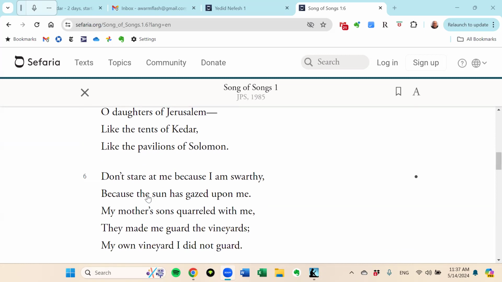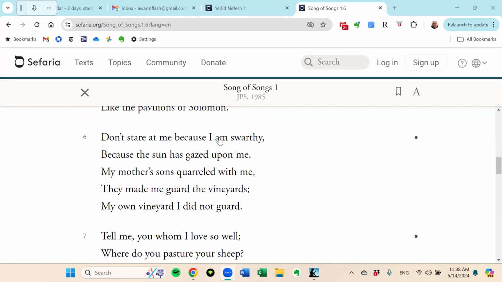Pavilions of Solomon. Solomon here, some people think is not actually Solomon. It's Salva, which is a place name. And then, don't stare at me because I'm swarthy, because the sun gazed upon me. My mother's sons quarreled with me, her brothers, and they made me guard the vineyards. So I'm out in the sun all day long. That's why I look like this. My own vineyard I did not guard. Now, it seems, and you can read it as you like, that the vineyard here seems to be a reference to her chastity, her sexuality. She didn't guard it. She opened it up.